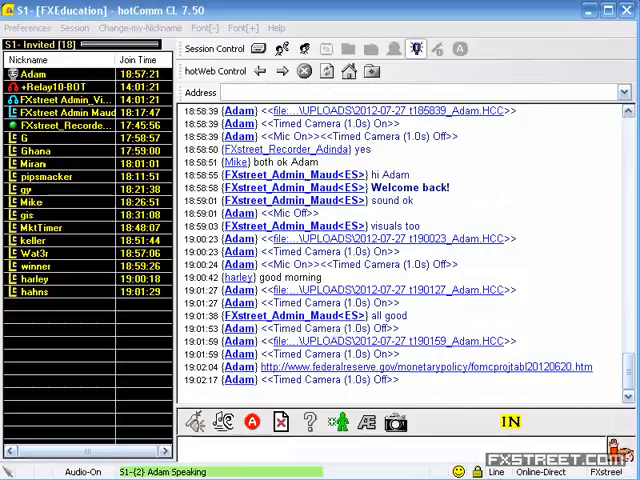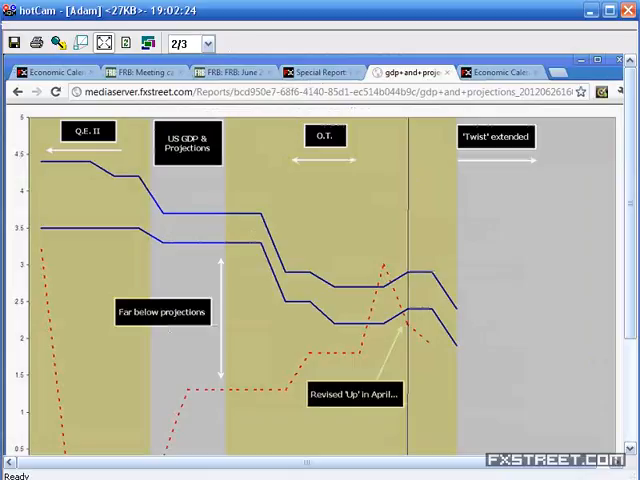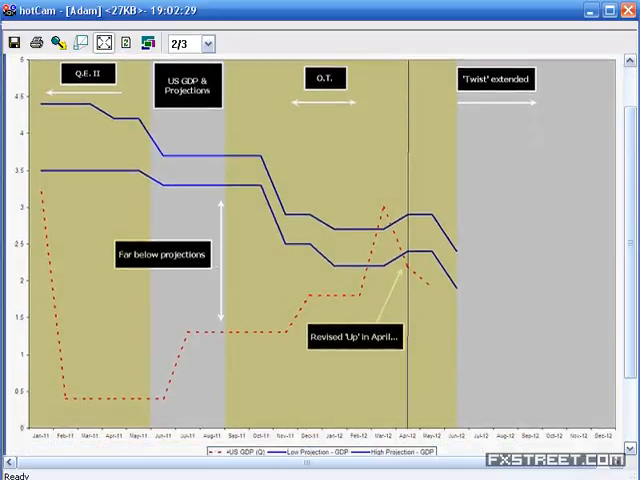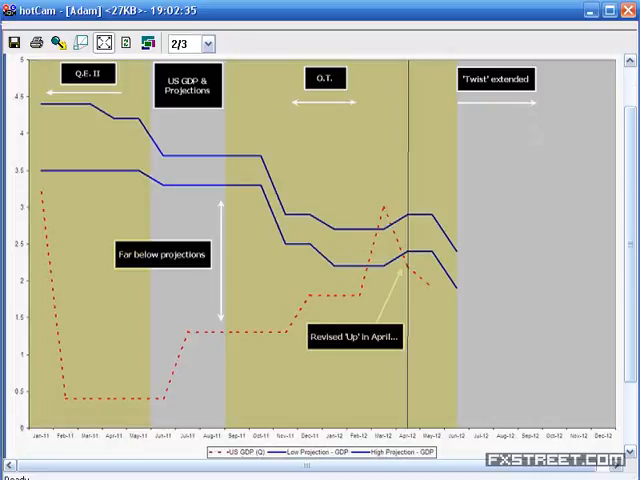Now, the reason why this is important is because, again, if GDP comes in higher than expected, it means that we're a little bit more likely to see higher interest rates, less likely to see stimulus, like quantitative easing 3. If GDP falls below estimates, we're less likely to see higher interest rates and more likely to see quantitative easing 3.